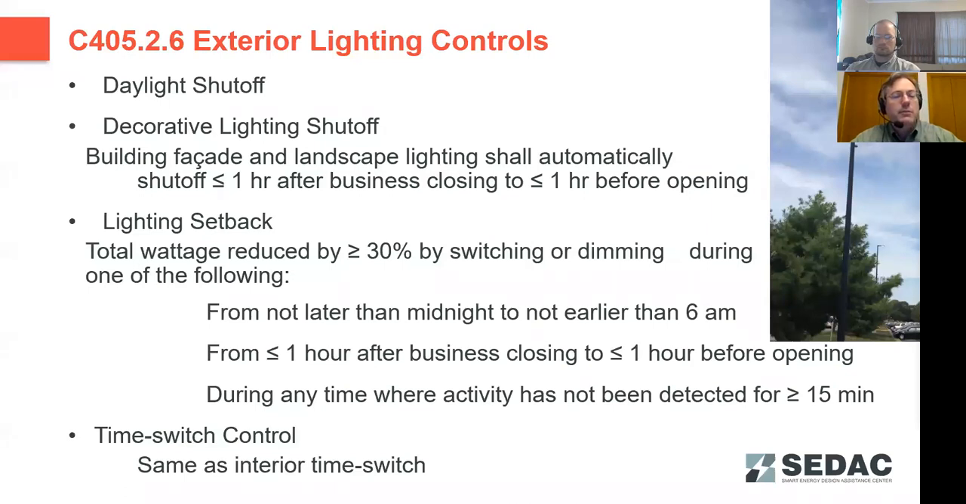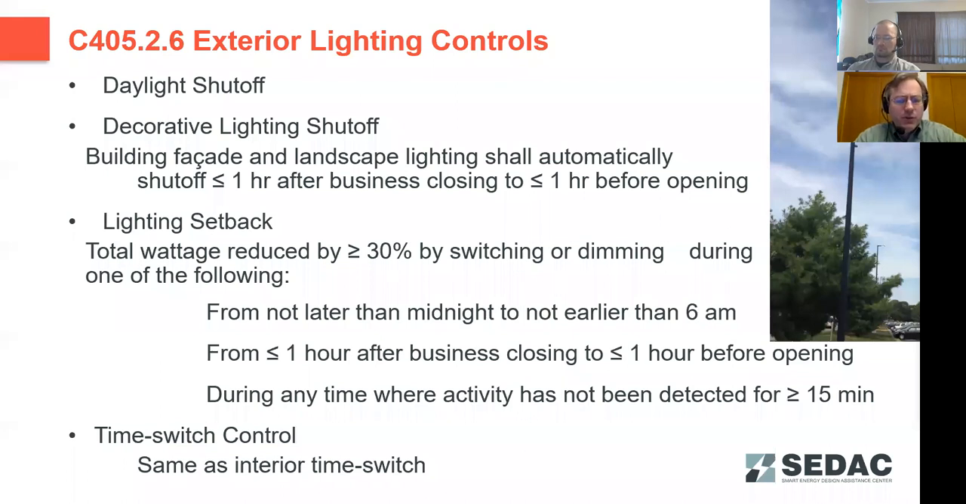If you're in general exterior lighting, we're dealing with lighting setbacks. So we need to be able to reduce the connected load by at least 30%. So that could be switched or dimming. And if it is switched, it's not uncommon that we'll see the lights further away from the buildings turned off and the lighting closer to the building remaining on.